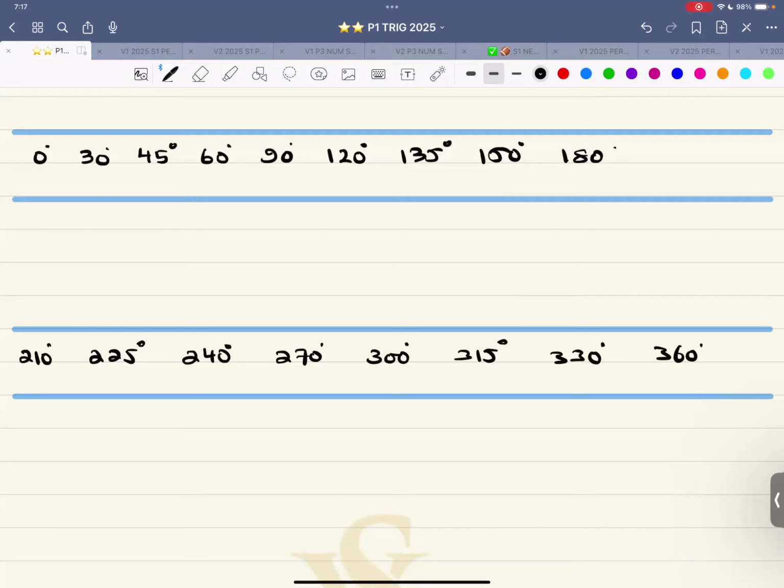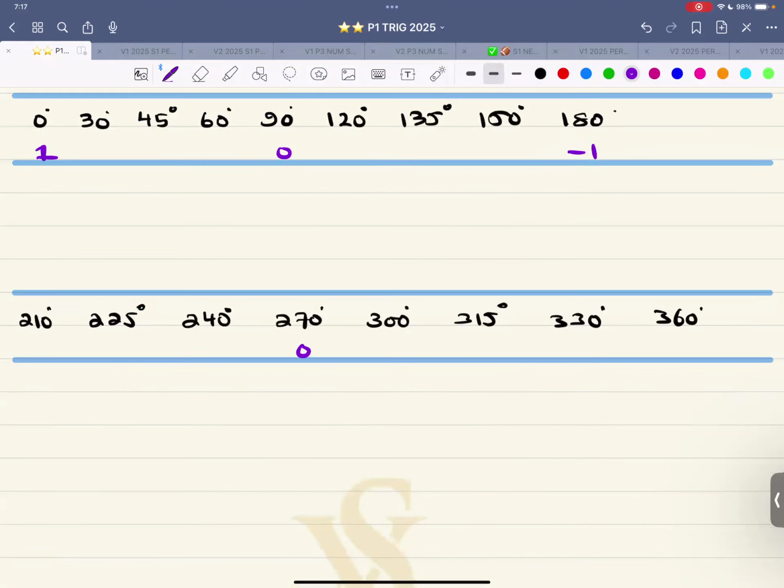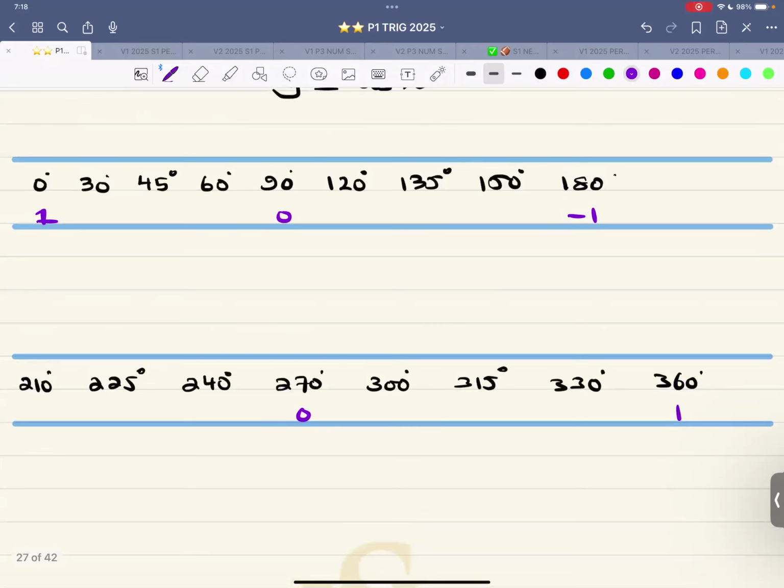So let me fill up the major values. At 0, it's 1. At 90, it's 0. At 180, it's negative 1. At 270, it's 0. At 360, it's 1. Those are the five major values.